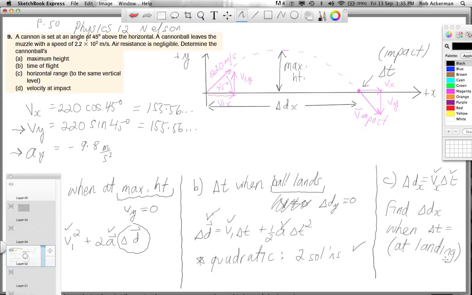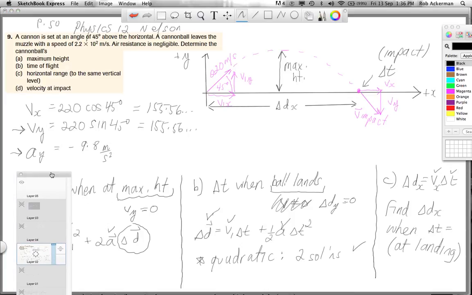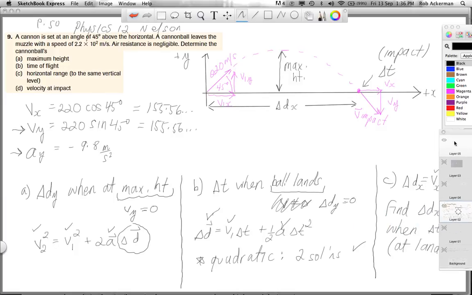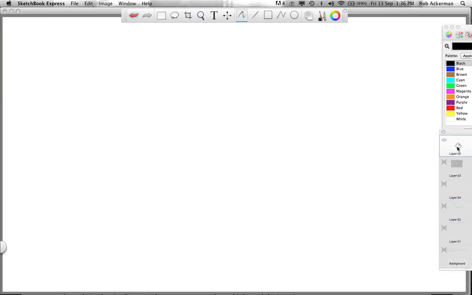Okay. That leaves me with not enough room to do part D, so I'm not going to do it. No, just kidding. I am going to do it. I just have to find another layer to do it on. So let's close this out and go to here.